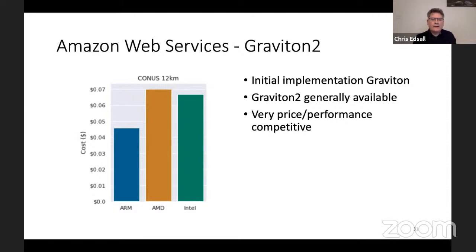What we're looking at on the left here is a graph of the price performance of a weather code. WRF, the Weather Research and Forecasting code, one of their benchmark cases is the continental US at 12-kilometer resolution. And we're looking at cost to solution here. So it might be slightly slower to get your answer on a Graviton 2, but much cheaper. So depending on what your workload is, it might well be worth checking out Graviton 2 as a platform.